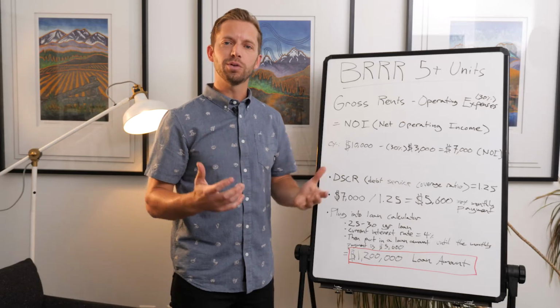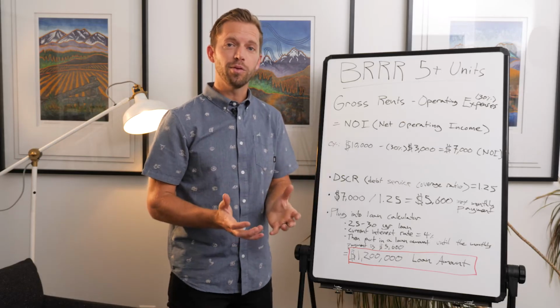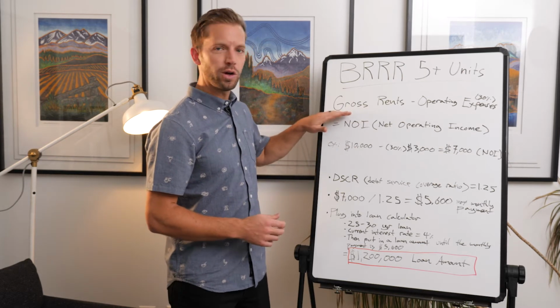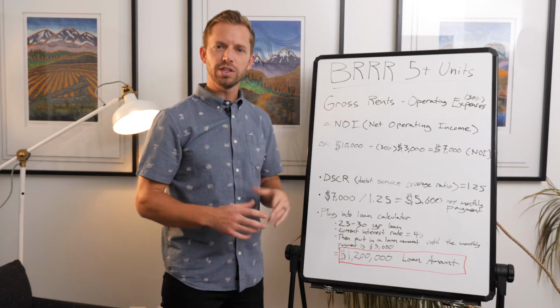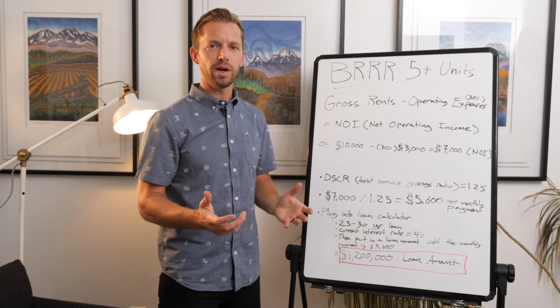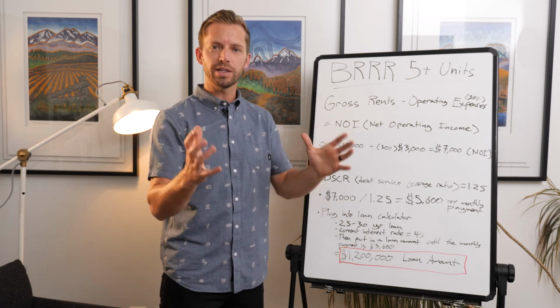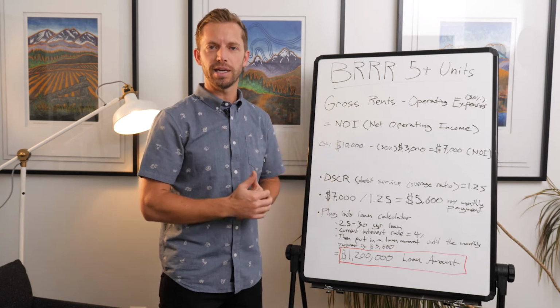There's a few key numbers you're going to want to have before you even start underwriting this. The first is going to be your gross monthly rent. So let's assume we have a property that's making $10,000 a month. That's your gross rent. That's your total rental income coming in from the tenants.